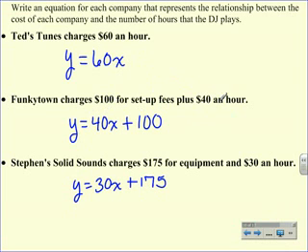How do you know which one to put first? This is $40 per hour. So we know that we are multiplying that by a variable because we don't know how many hours that is. And since it's in slope-intercept form, y equals mx plus b, we want to put our x term first.